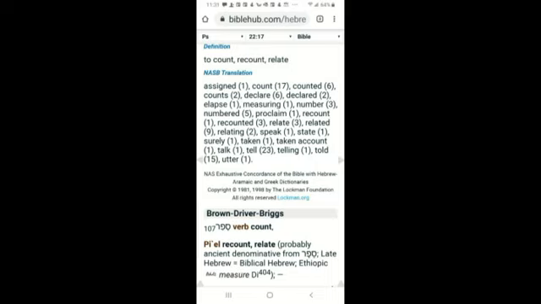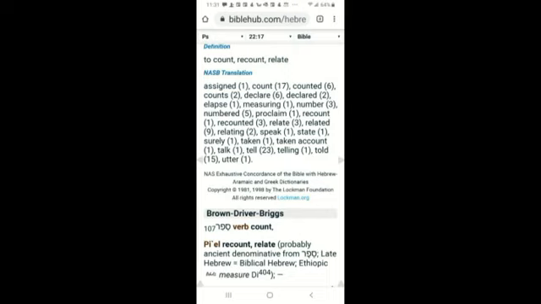So I'm going to continue down in Bible Hub, and it's going to take me to Brown Driver Briggs. Here it's going to say Piel, and then it's going to say recount or relate. Now, why is it saying recount or relate? If you continue to read on, it says probably ancient denominative form of sapar. What that is saying is that the word sapar, the ancient meaning or the denominative, would most likely be used as recount or relate, right?